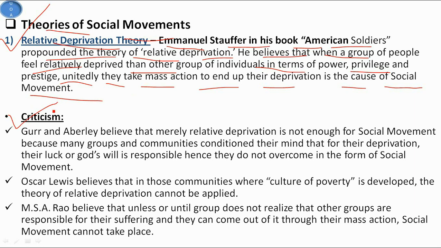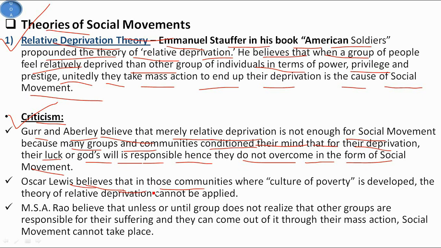Now we consider the criticism of this theory. Gurr and Eberle believed that merely relative deprivation is not enough for social movement, because many groups and communities condition their minds that for their deprivation their luck or God is responsible, hence they do not come out in the form of social movement.